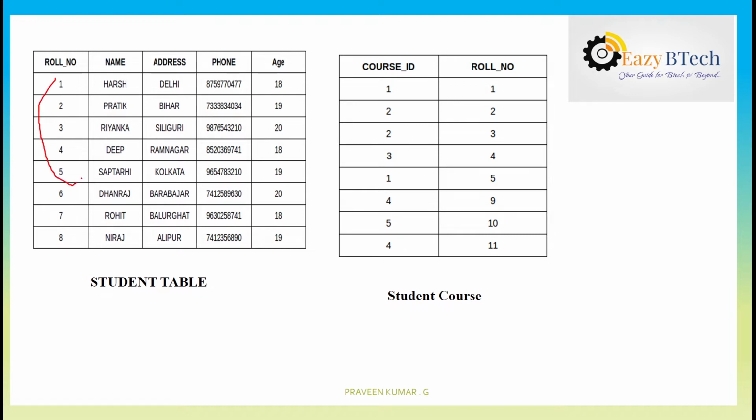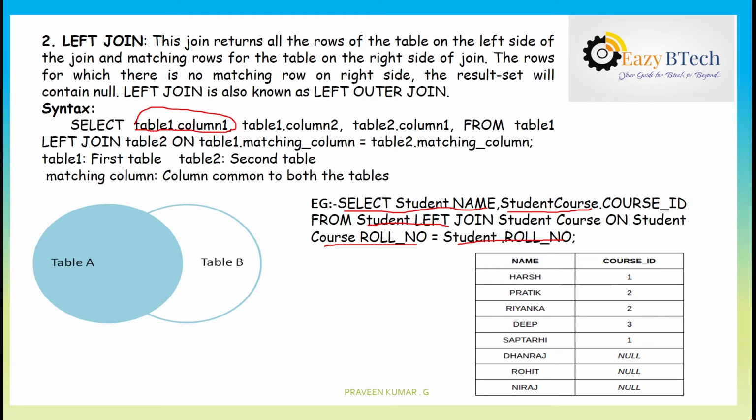These values, these are the common values. What are the common values? Those values, and the rest of the values. What are the rest of the values? Dhanraj, Rohit, and these values. But here this is a right join. That's why these course IDs are not available.